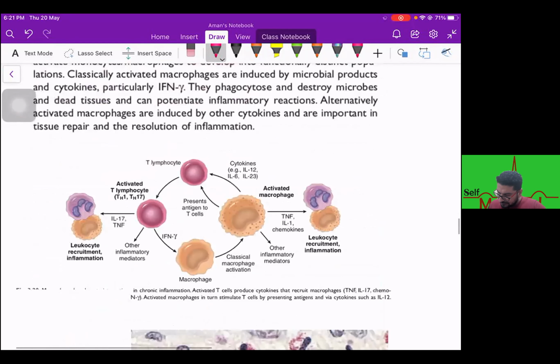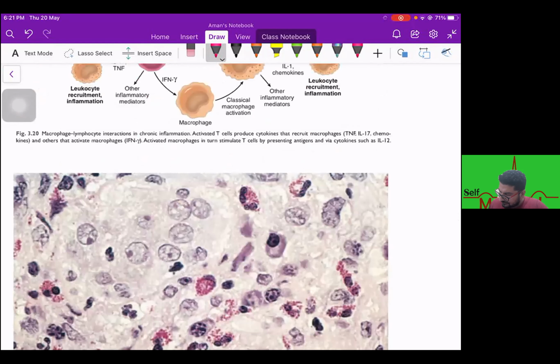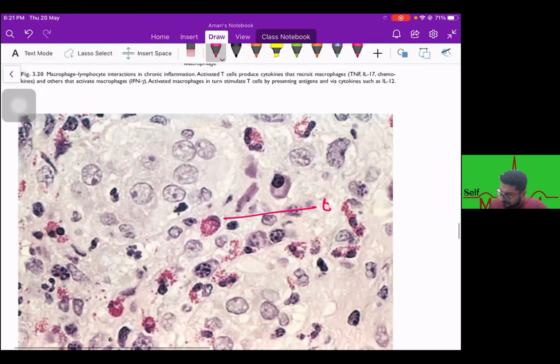Now understand this. You can see here the inflammation. This is an inflammation, and here you can see numerous eosinophils. So this is an inflammation with a lot of eosinophils.